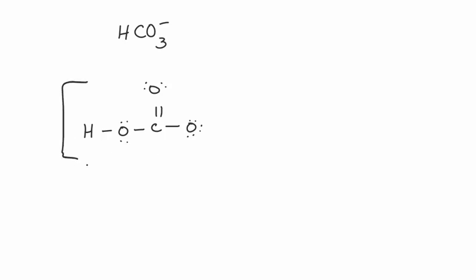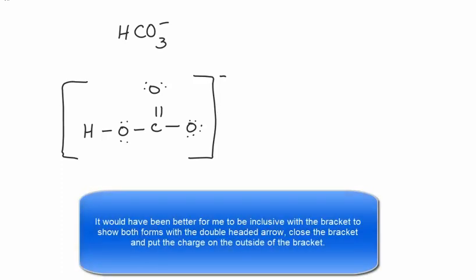Now, let's look at the bicarbonate ion. Bicarbonate looks like this. And bicarbonate has a structure that looks a bit like this. This oxygen has 2 lone pairs. We have a double bond here. And this oxygen has 3 lone pairs. Now, because it is an anion, we have to give it square brackets and give it a negative charge. Now, it would have been just as valid to draw this structure with the double bond on the other oxygen.